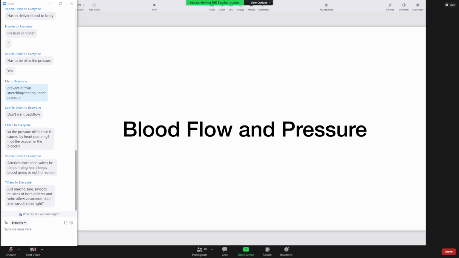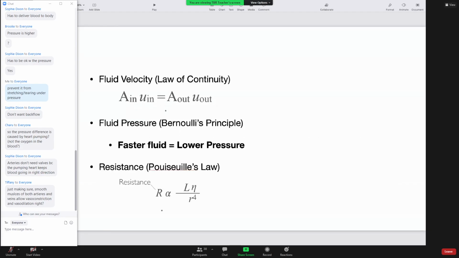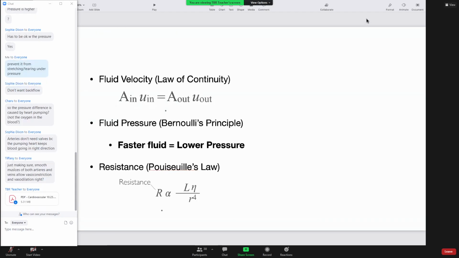Okay, so let's talk about blood flow and blood pressure. The three main fluid dynamics properties that play a role in blood pressure are listed here. Fluid velocity, or blood flow speed, is determined by the law of continuity. What pressure the fluid places on its vessels is dictated by Bernoulli's principle, and the resistance the vessels apply to the blood flow is Poiseuille's law.